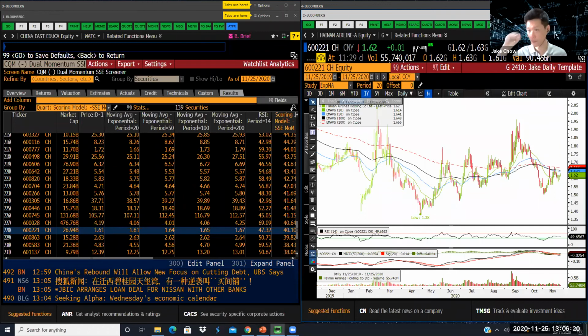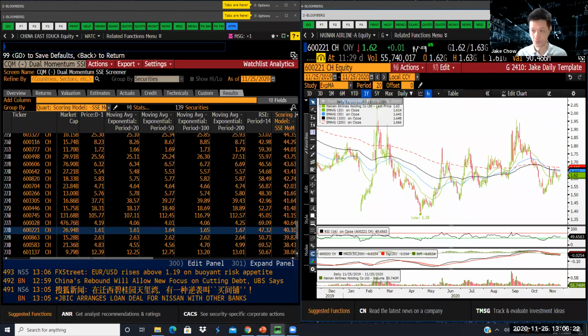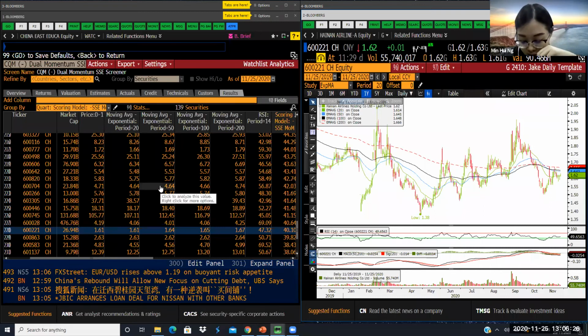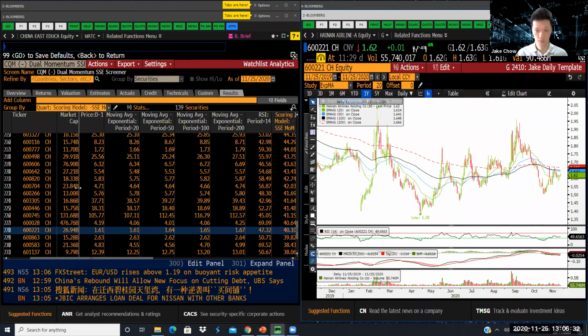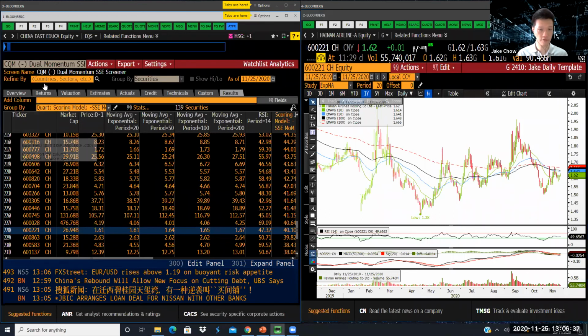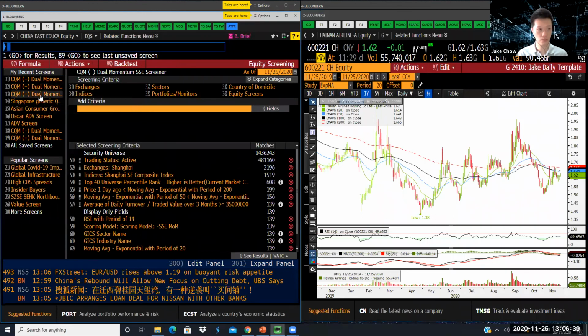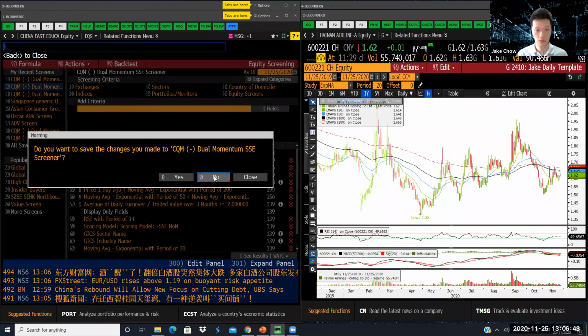Yeah, so if it's in the positive momentum, then it will just be totally opposite. That's right. It's a mirror image. Correct. I can show you the positive model.